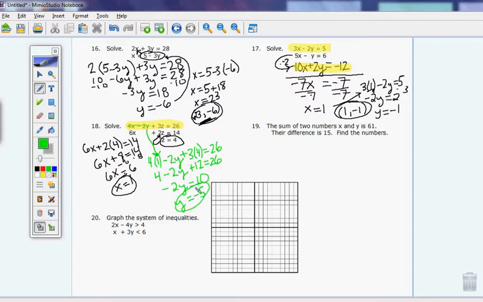So I found my x, I found my y, and I found my z, starting with the bottom one and working back up towards the top. Okay, moving over to this one here. The sum of two numbers, x and y, is 61. So one of the numbers is going to be x, the other number is going to be y, but I know they add together to get me 61.